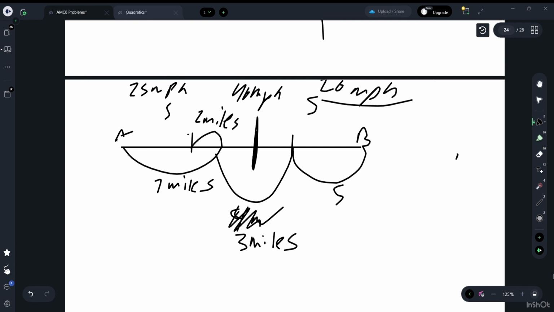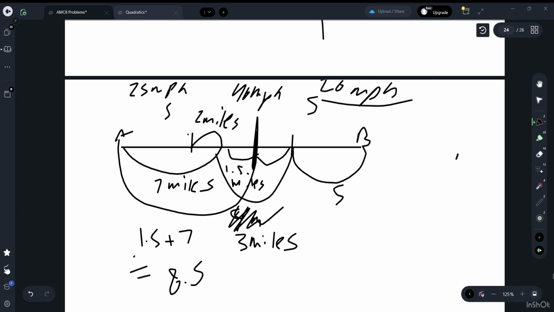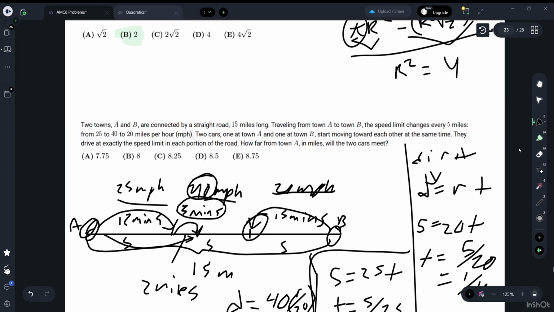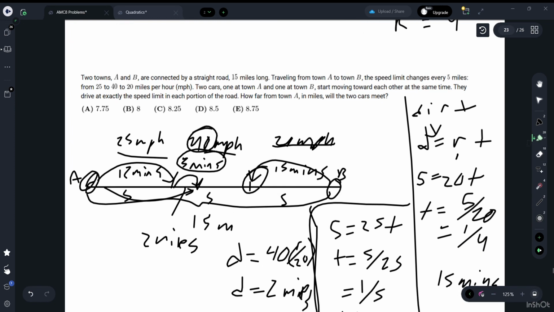We know that these two cars are going to meet in the exact middle of these 3 miles. How do we know this? Well, they're both driving at the same rate towards the center, so we know they're going to have to meet in the middle. So this is 1.5 miles, and we're trying to find how far this is from town A. So 1.5 plus the 7 miles we've already traveled is 8.5. So that would be our final answer. So this would be answer choice D.